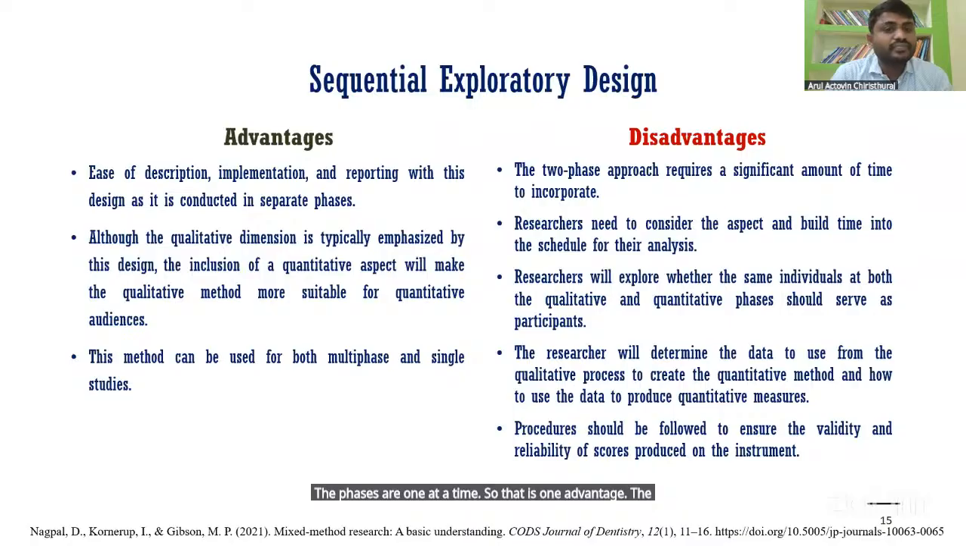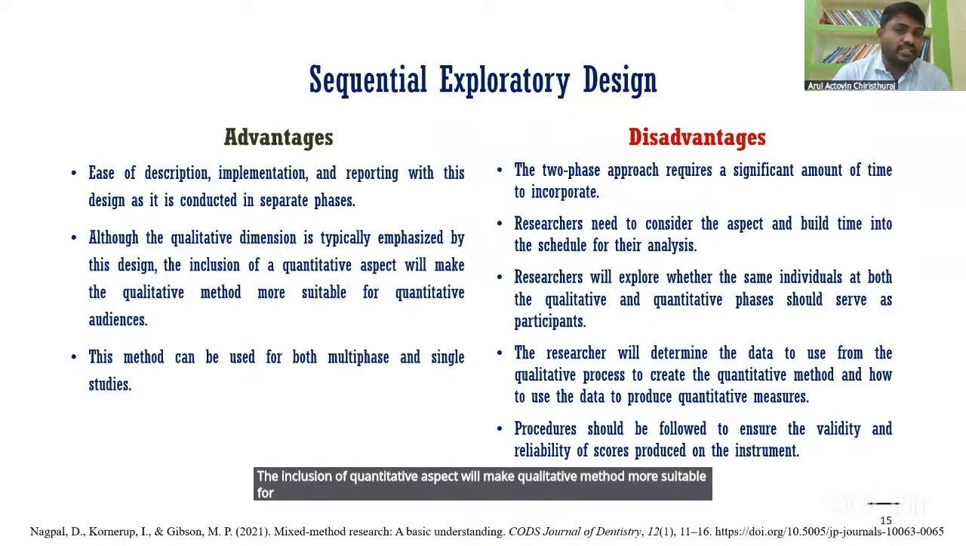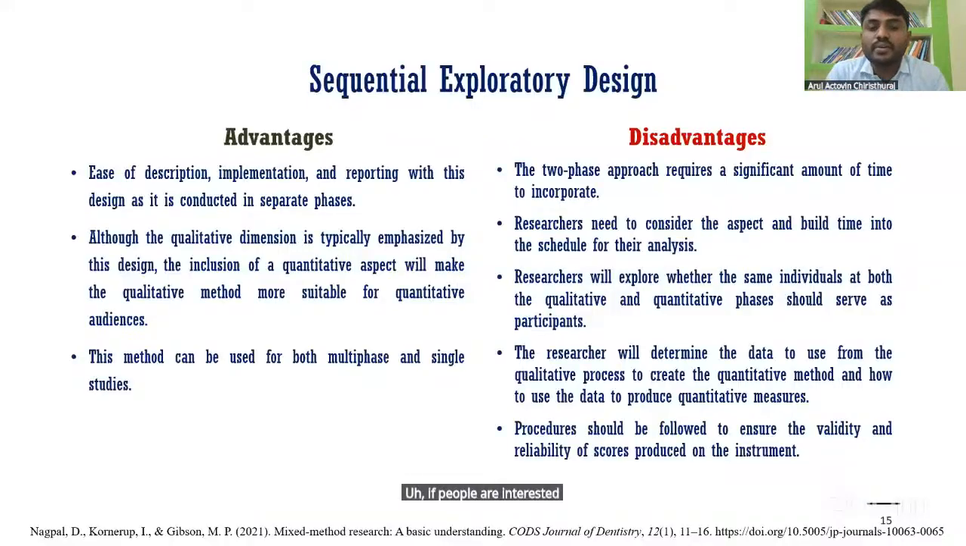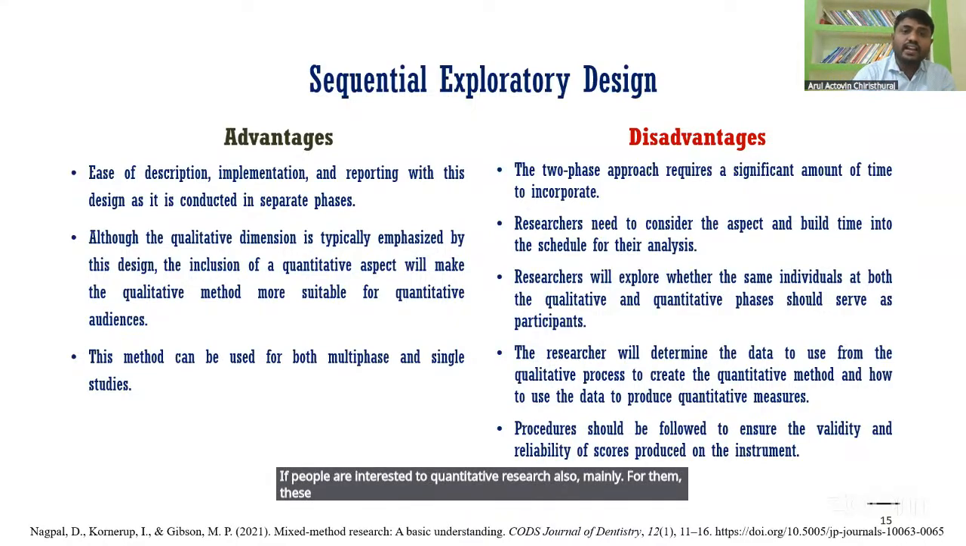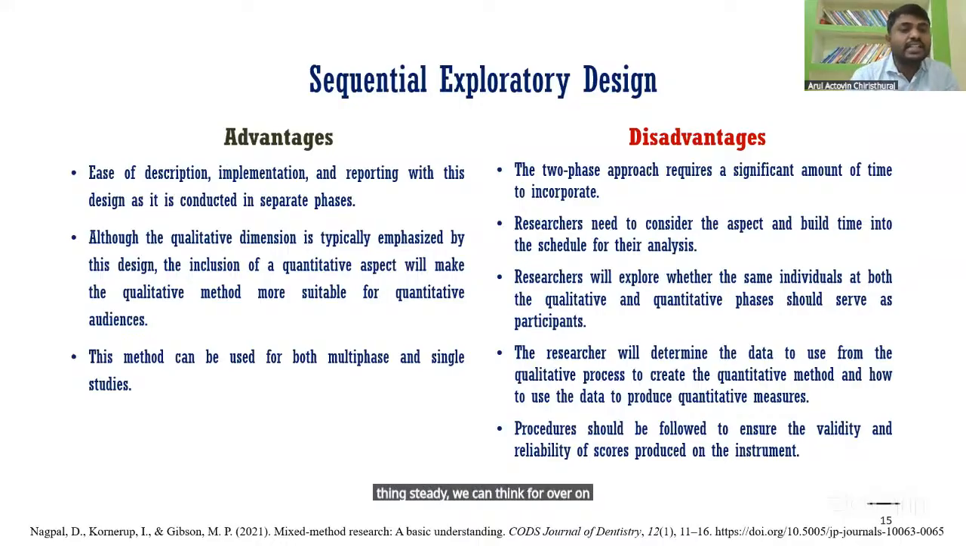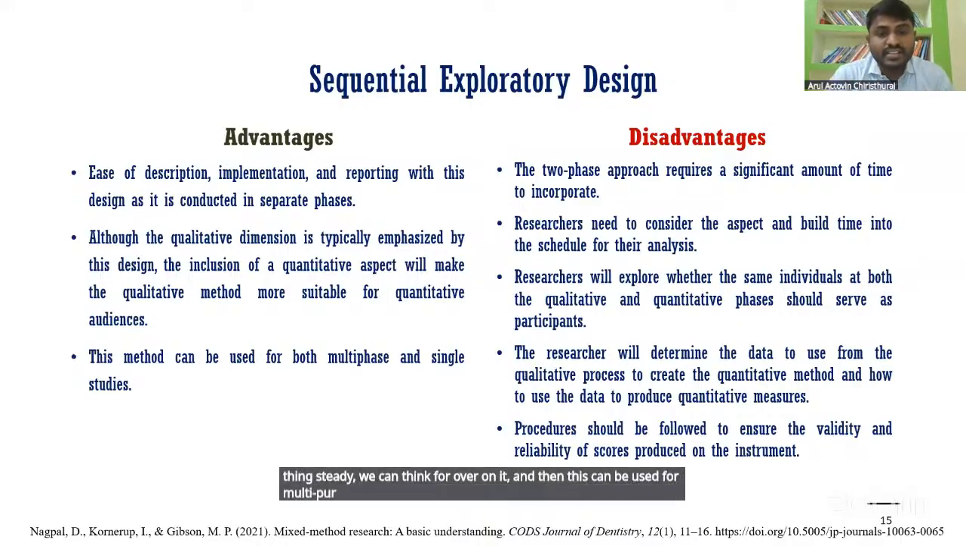The second one is that the inclusion of a quantitative aspect will make the qualitative method more suitable for a quantitative audience. If people are interested in quantitative research also, we can think about it. And this can be used for multi-purpose, multi-phase, as well as single studies. Even the multi-phase research design I told you about earlier, this design is also one of them, and we can use it when I explain multi-phase design.